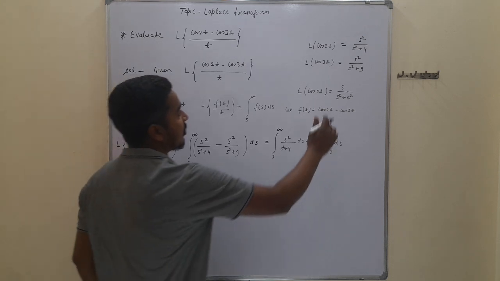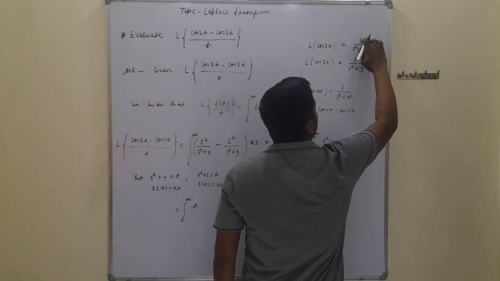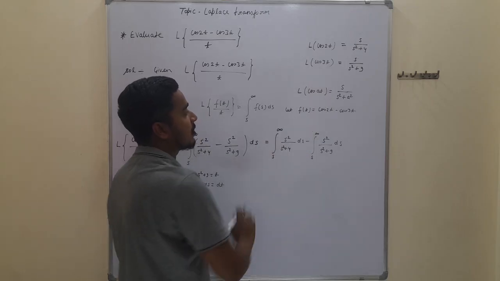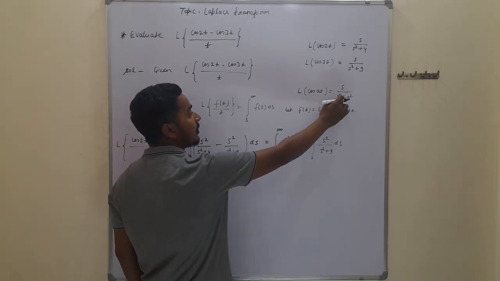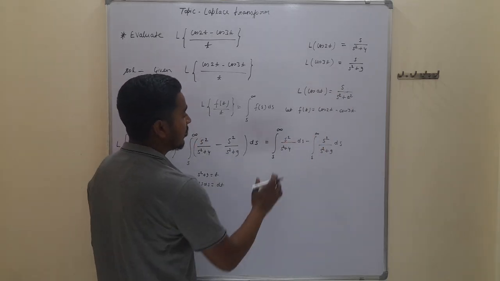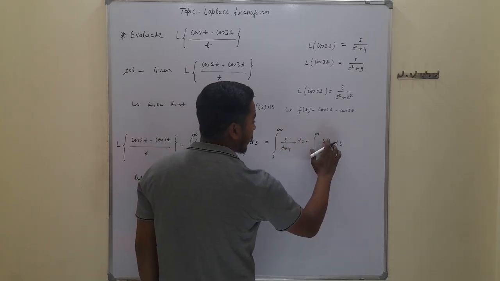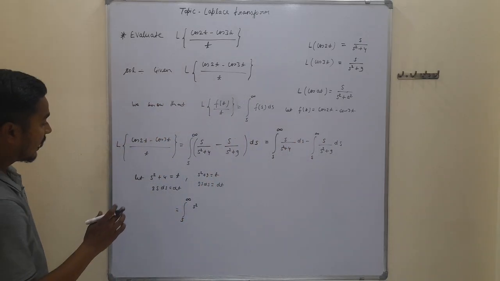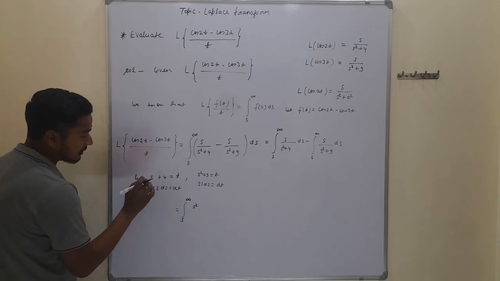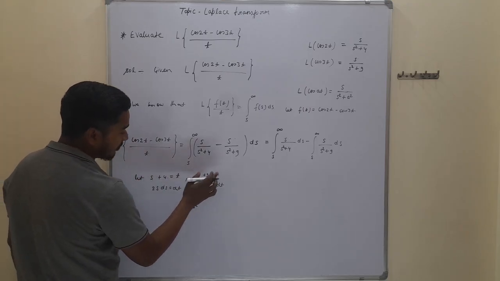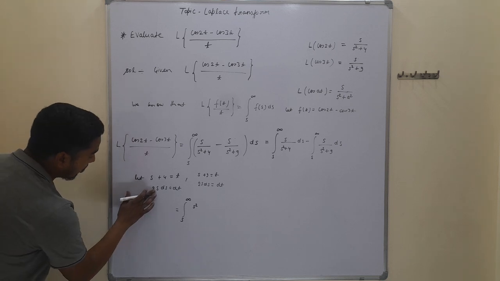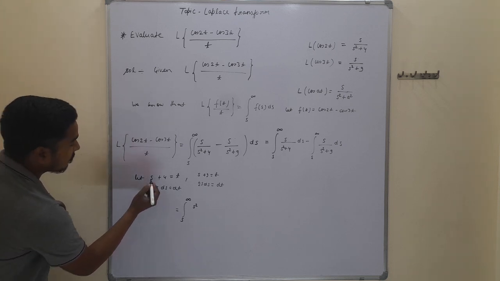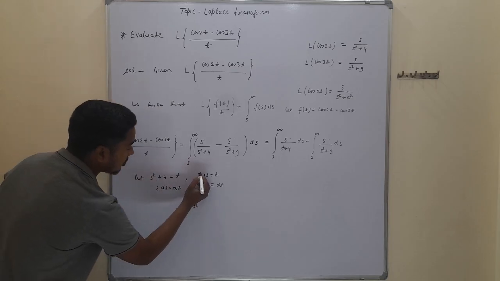Sorry, this is s upon s square plus a square, not s square. There is some mistake. The formula we are using, Laplace of cos at, is given by s upon s square plus a square. So we have to write only s, not s square. We let s square plus 4 be equal to t, and s square plus 9 be equal to t, in the denominator is s square.